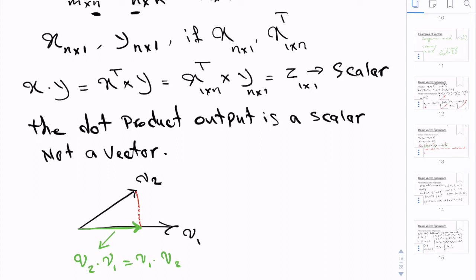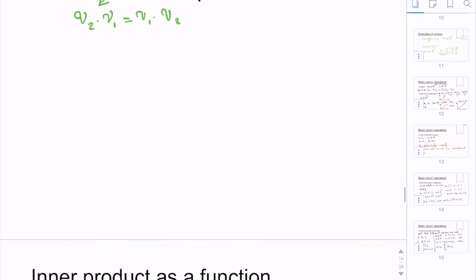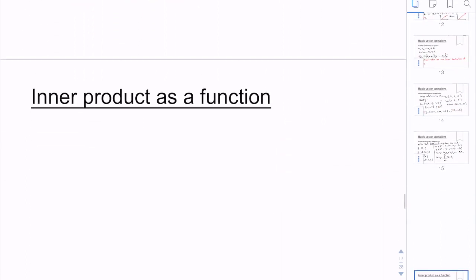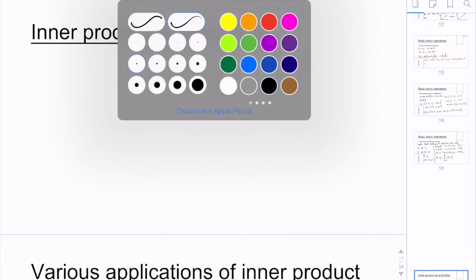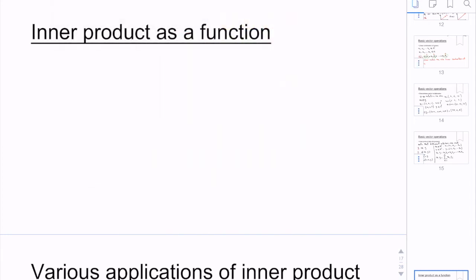So that's another operation, and also the dot product of two vectors is a scalar, and the dot product is different from the element-wise product of two vectors. There's also another way of defining the dot product. We can say this is looking at the dot product more in terms of pure math.